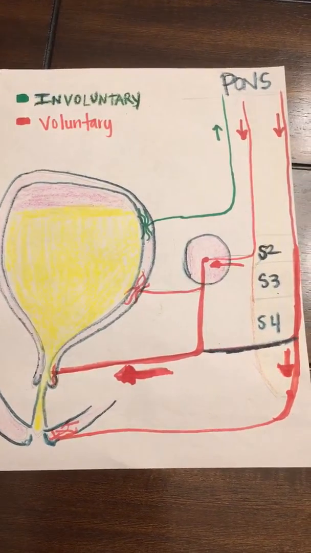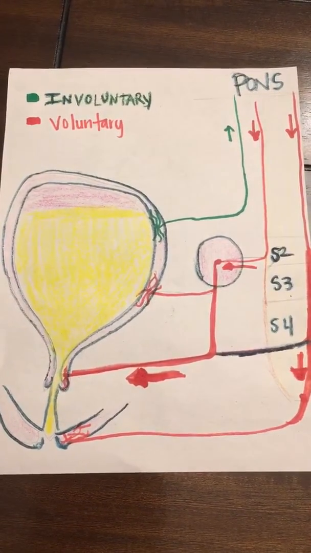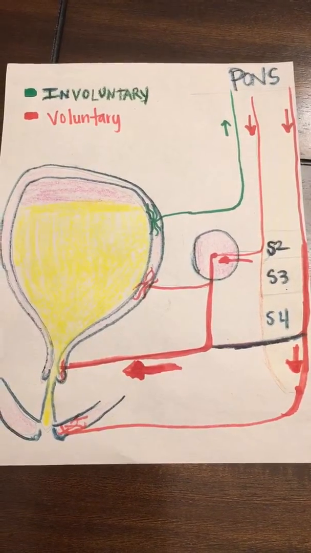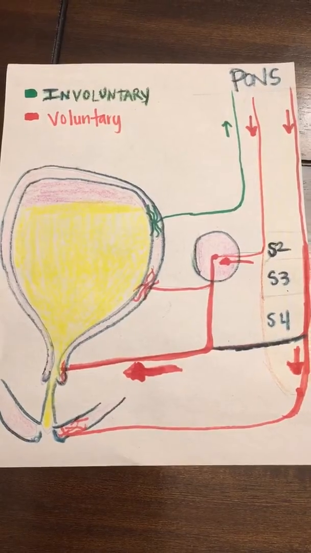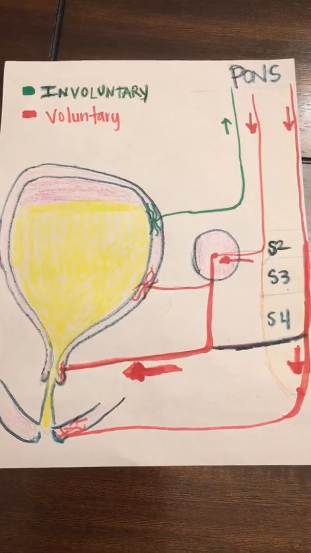And this is a means of control. If this is the means of control, it would be evident that young children and people with spinal cord injuries have a problem with this.